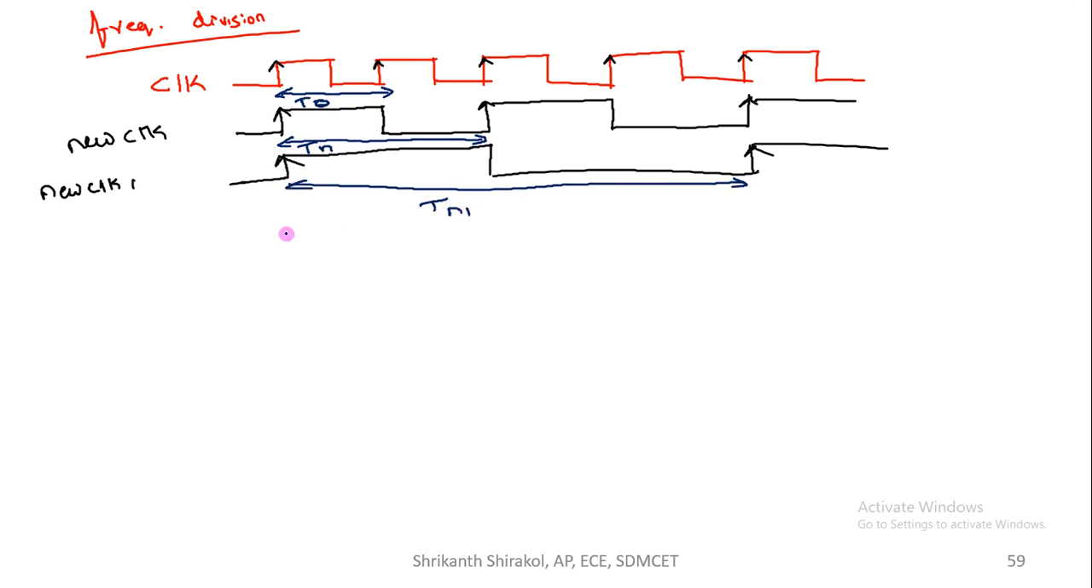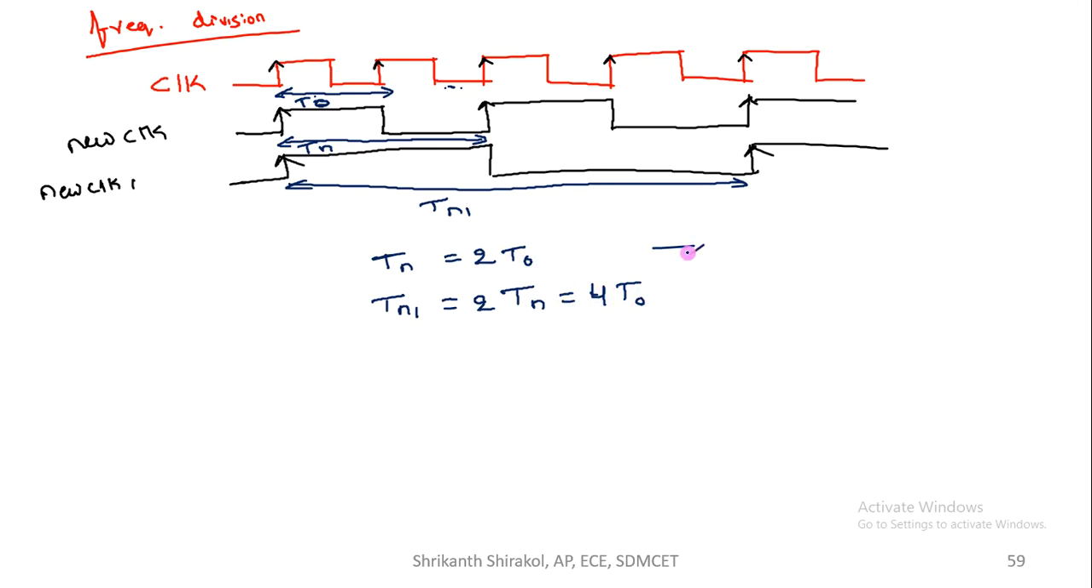So now we'll just write it here. Okay. So this T new is 2 times T naught. Am I right? T original. This period is 2 times of this. Here you can have two clock periods in a single clock period of the new clock. So Tn is 2 times of T naught. Am I right? Similarly, Tn1 is 2 times of what? 2 times of Tn, which is in turn 4 times of T naught, because Tn is nothing but 2 into T naught, so 4 times of T naught.